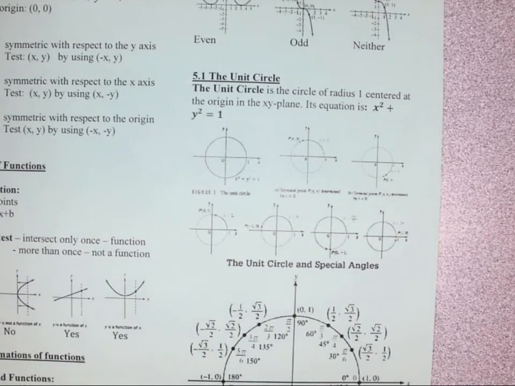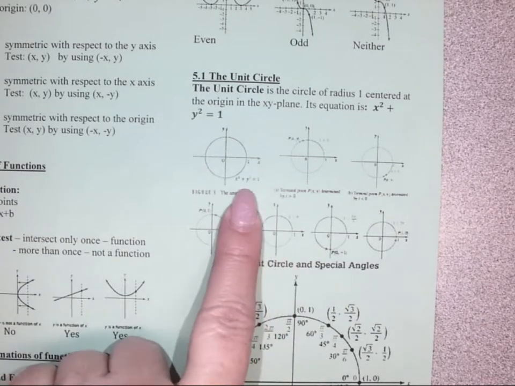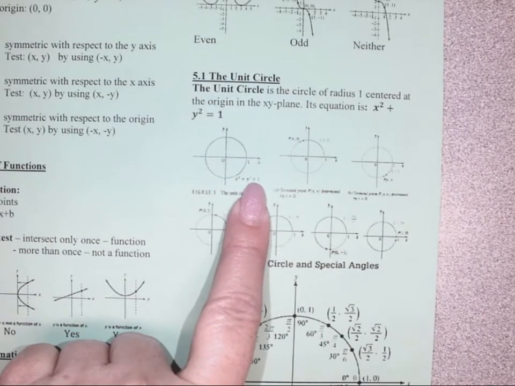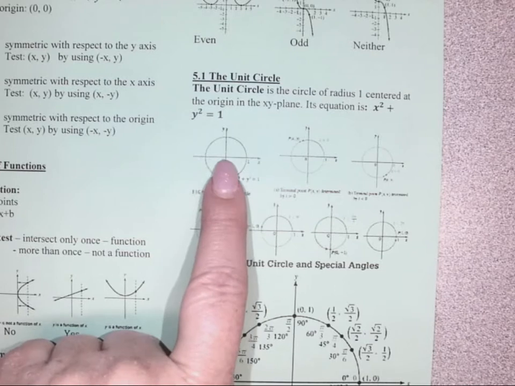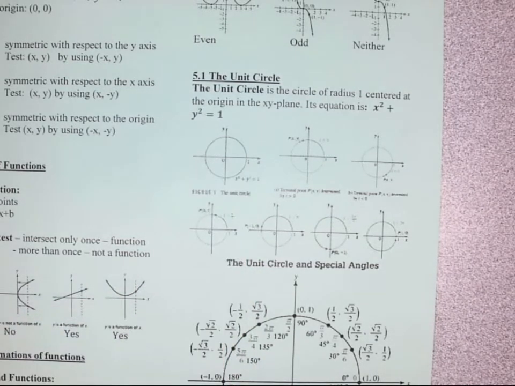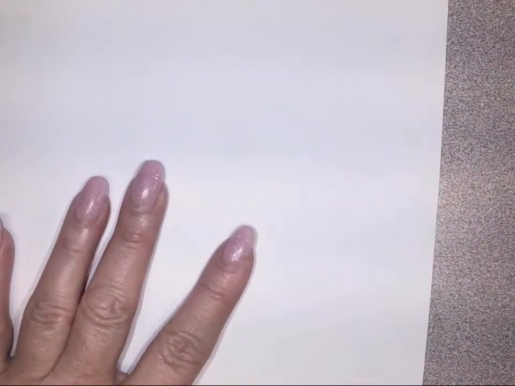So we're going to talk about the points on a graph. We can actually see here is our unit circle with x squared plus y squared equal to 1 as the equation. It's centered at the origin, and our radius is 1 going out in either direction. So we're actually going to look at some points on our unit circle.